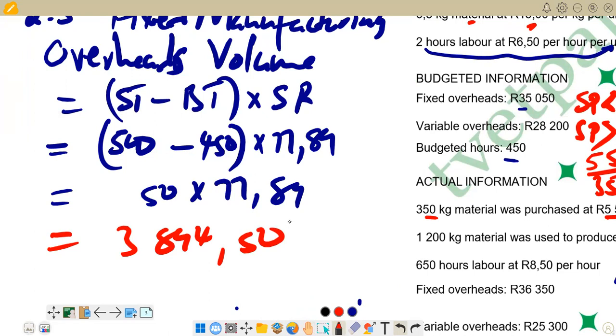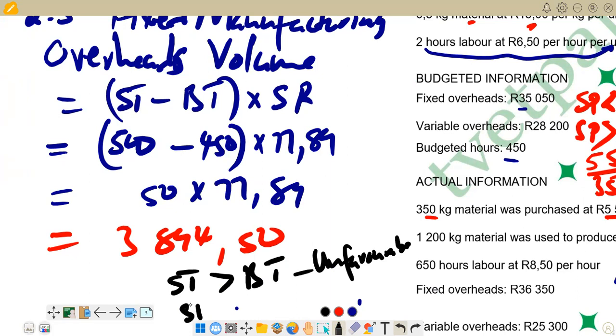And remember, our question, like always, requires us to identify whether we've got a favorable or unfavorable variance. Looking at standard time and budgeted time, we have a scenario whereby our standard time is greater than our budgeted time. So here we've got a favorable. The opposite is true: if standard time is less than budgeted time, we'd have an unfavorable. So this marks the last question, and this is the end of the question.